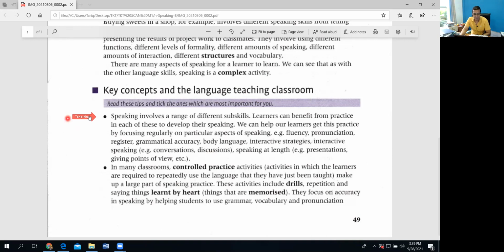Let's see further. Second point, in many classrooms, controlled practice activities. Note it down. It will be discussed much in the coming topics. Controlled practice activities: activities in which the learners are required to repeatedly use the language that they have just been taught. Do you understand this definition, Modita?